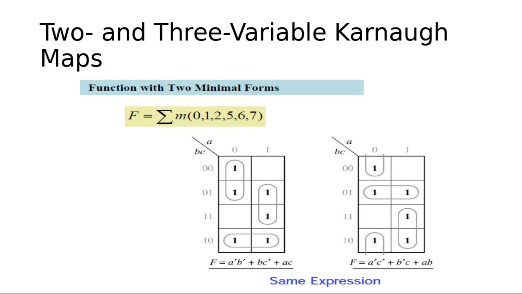Okay, there is another exercise. There is a function m 0, 1, 2, 5, 6, 7. This is a min term also. And you can draw the Karnaugh map, draw this table, draw the squares, and write the variables. This one 0, this one 1, this one 2, this one 5, this one 6, this one 7.